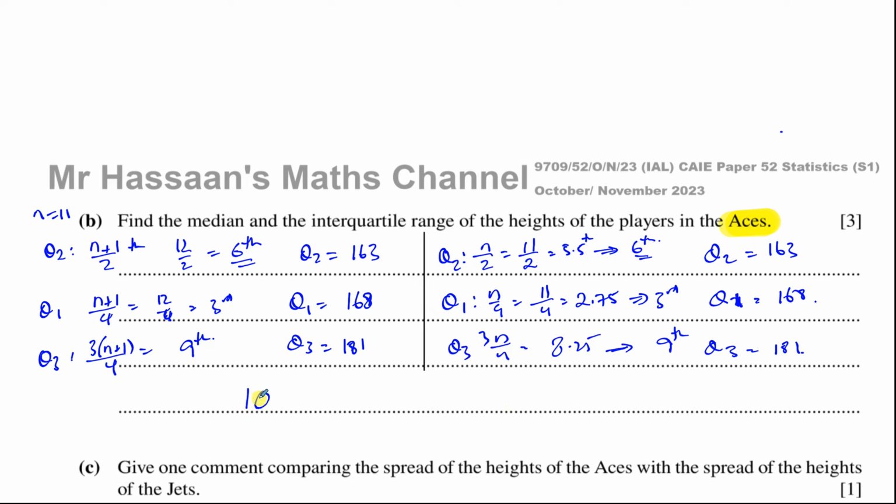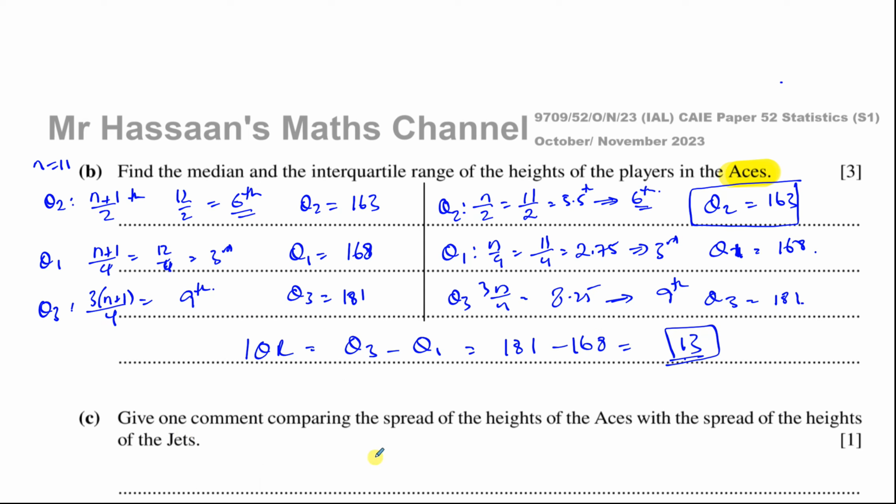So basically the interquartile range is going to be Q3 minus Q1. So it's 181 minus 168, which is going to be 13. So the interquartile range is 13 and the median is 163. Those are the two answers that they were looking for: the median and the interquartile range. Remember, the interquartile range is the difference between the upper quartile and the lower quartile.